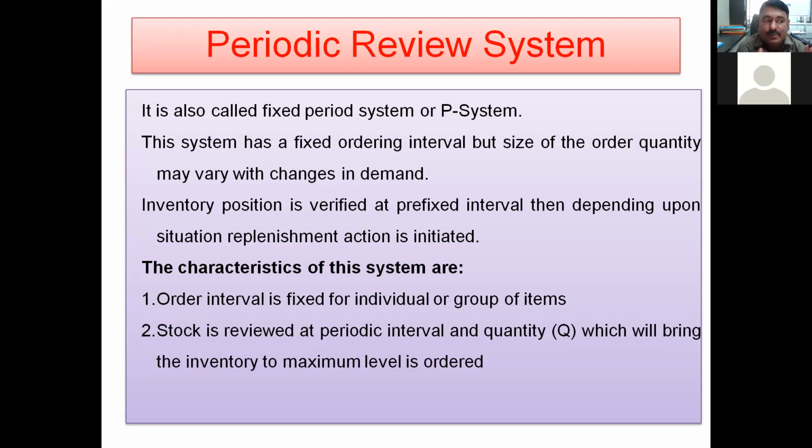items. A group of items, like nuts and bolts, grinding wheels, buffing wheels, single point cutting tools, and the different chips or tips that are used for machining purposes. Then there is the cutting oil, and these are the barrels of that particular oil, etc. So for this group of items or a single item, the order interval is fixed.